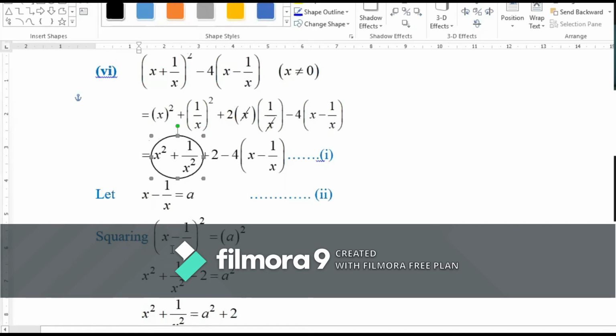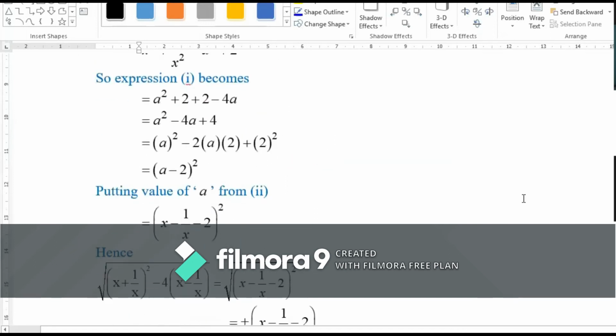Its square will be expanded by using the formula of a minus b whole square. It will generate 3 terms. So of these three terms, 2 will be shifted to the other side. So you will see here that we have just calculated the value of this part.